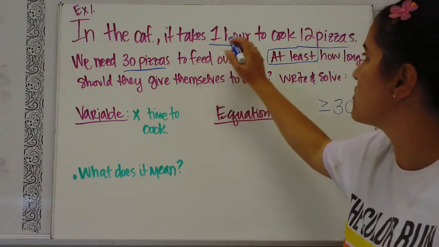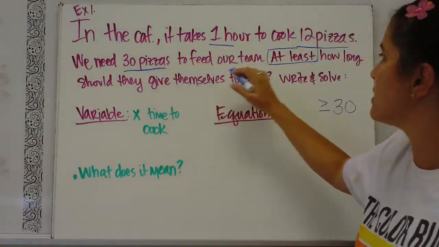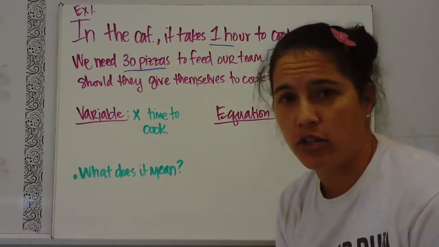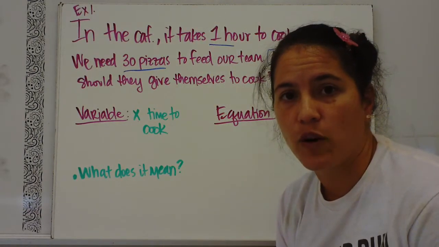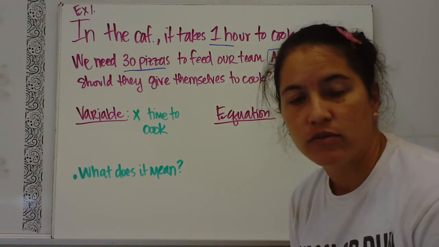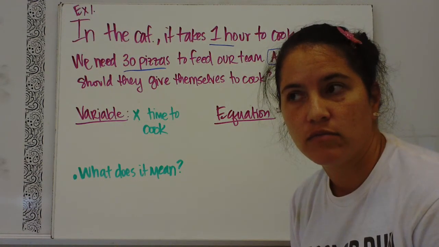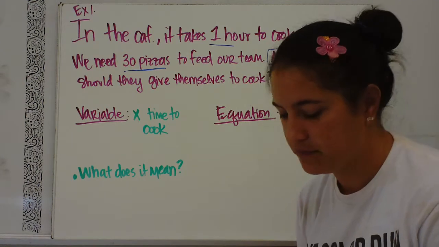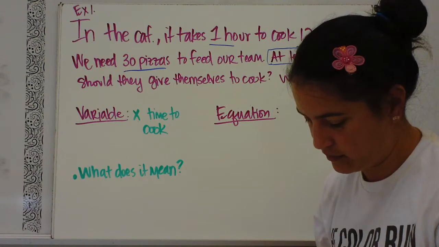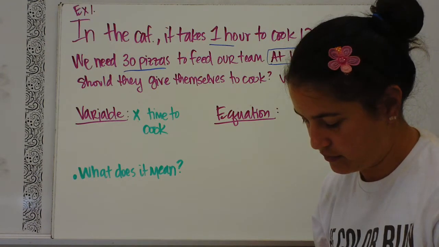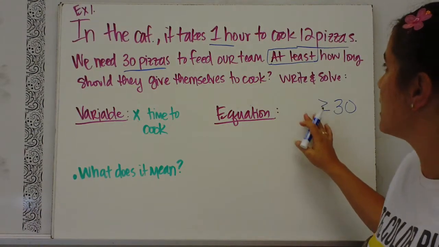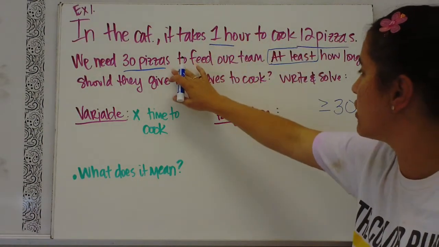Alright, so in the cafeteria it takes 1 hour to cook 12 pizzas. We need 30 pizzas to feed our team. At least how much time should they give? So if you know what to do, 1 hour to cook 12 pizzas and we need 30 pizzas, what would you do? Anybody know? Okay. It takes 12 pizzas in 1 hour and we need 30 pizzas.